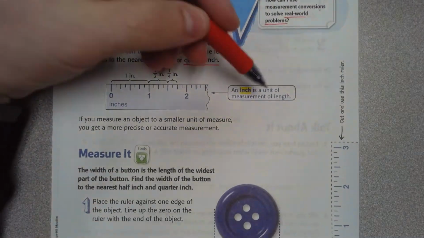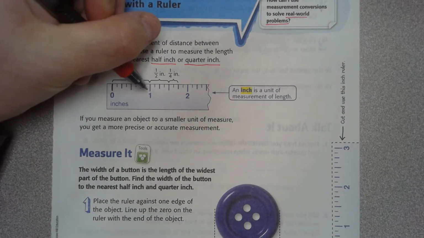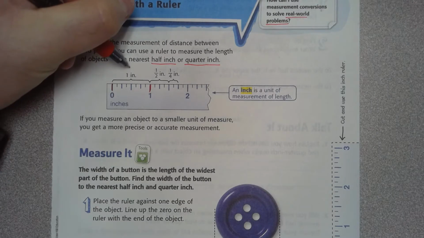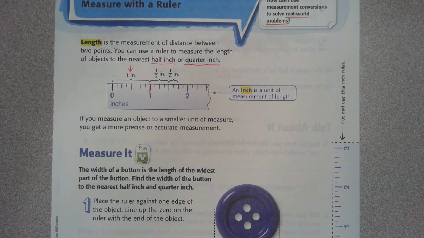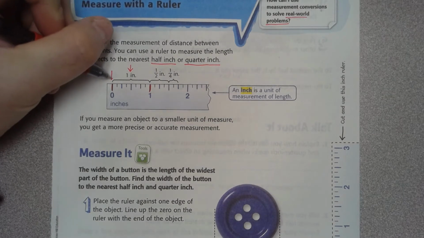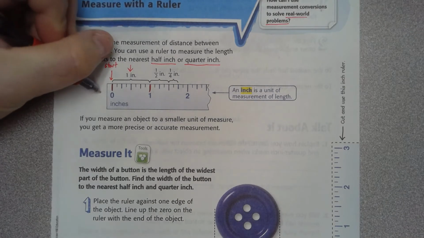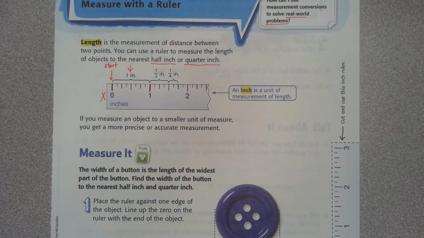So an inch is a unit of measurement of length. So you have an inch, which is from this 0 right here to this 1. That is 1 inch. Now, the key thing that you're going to want to make sure that you do today when you're measuring things is you want to make sure you start on the 0. So go ahead and put an arrow right here and say start. Okay, we never measure starting out on the edge of the ruler.